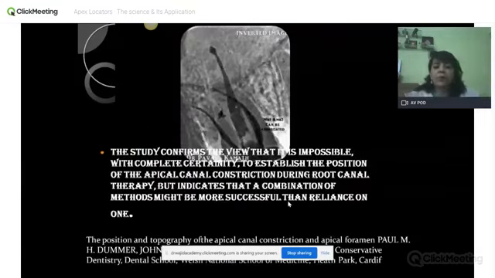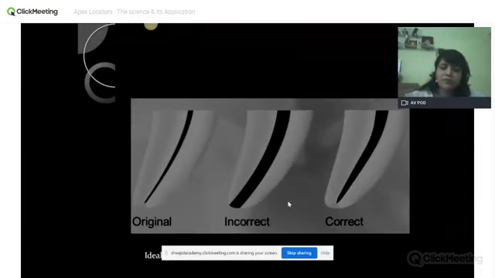Hence, it is prudent, as well as the study also confirms the view that it's impossible with complete certainty to establish the position of an apical canal constriction during root canal therapy, but indicates that a combination of methods might be more successful than reliance on just one. Now, let us have a look at these images.